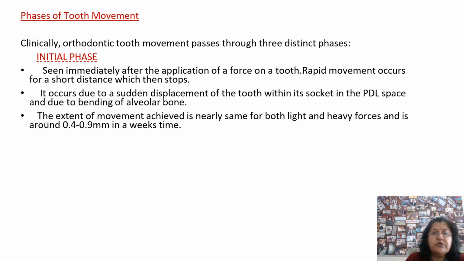Clinically, orthodontic tooth movement passes through three distinct phases. Initial phase is seen immediately after the application of force on a tooth. Rapid movement occurs for a short distance, which then stops. It occurs due to the sudden displacement of the tooth within a socket in the PDL space and due to bending of alveolar bone. The extent of movement achieved is nearly the same for both light and heavy forces and is around 0.4 to 0.9 millimeter in a week's time.